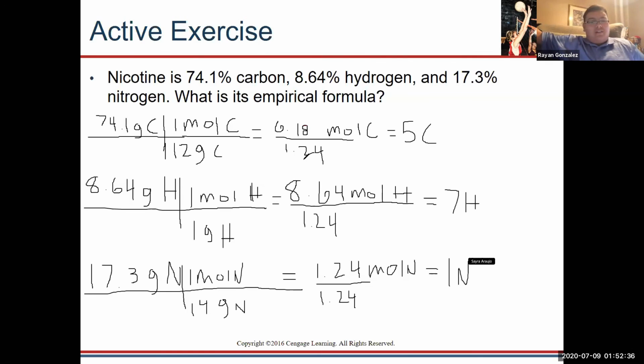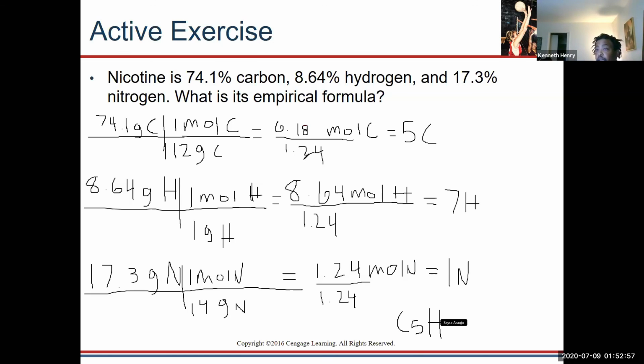Wait. So that first one, when you put it in the calculator, you get 4.98. Okay, so you tell me, is that close enough to a whole number? So if it's close enough to a whole number, you could just say it's going to be 5 carbon. Yeah, because isn't it 4.98? You can't get any closer than that except for getting 5, right? Okay.